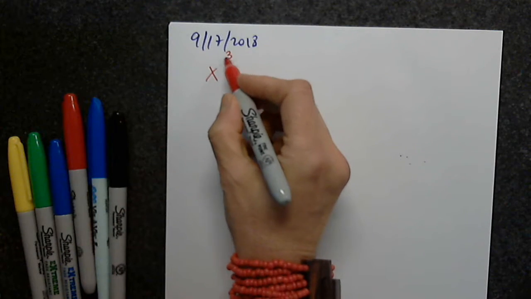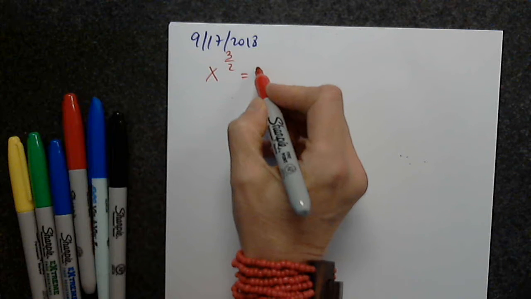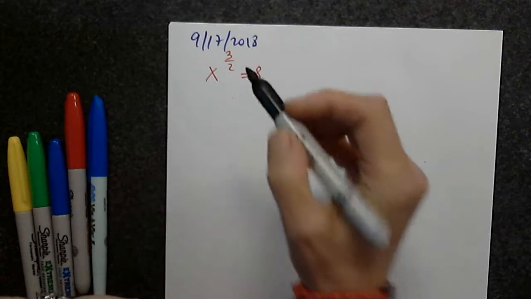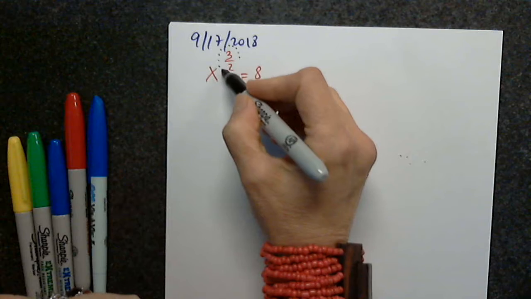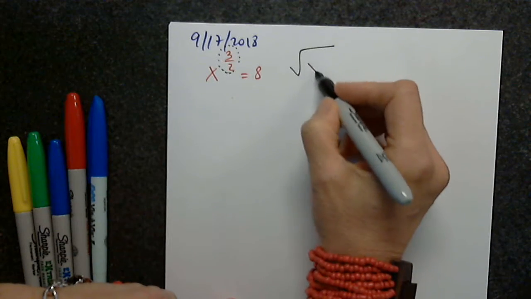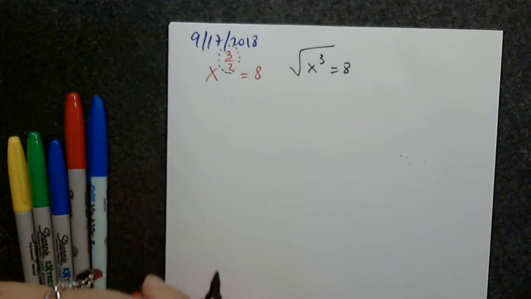Our first question is this. Solve the equation x to the 3/2 equals, I think it was 8, correct? Yes. Okay. So this is actually a radical equation, because every time the exponent is a fraction, this really means the square root of x cubed equals 8.